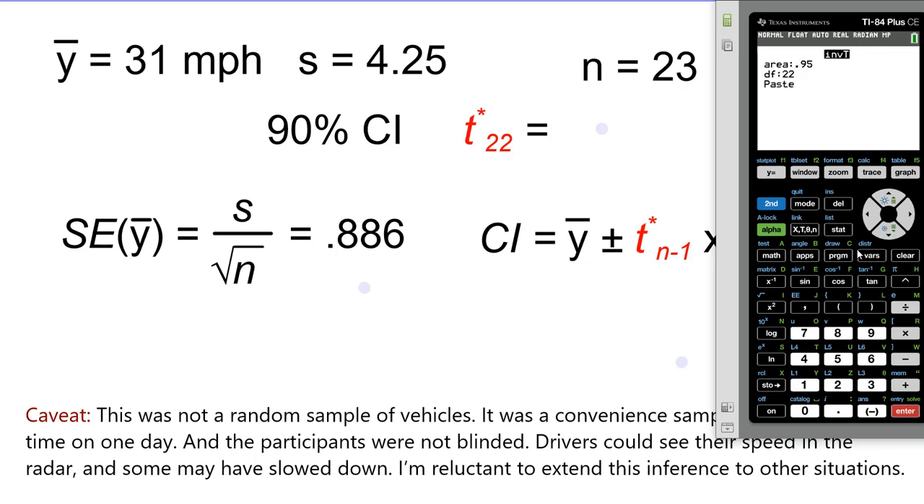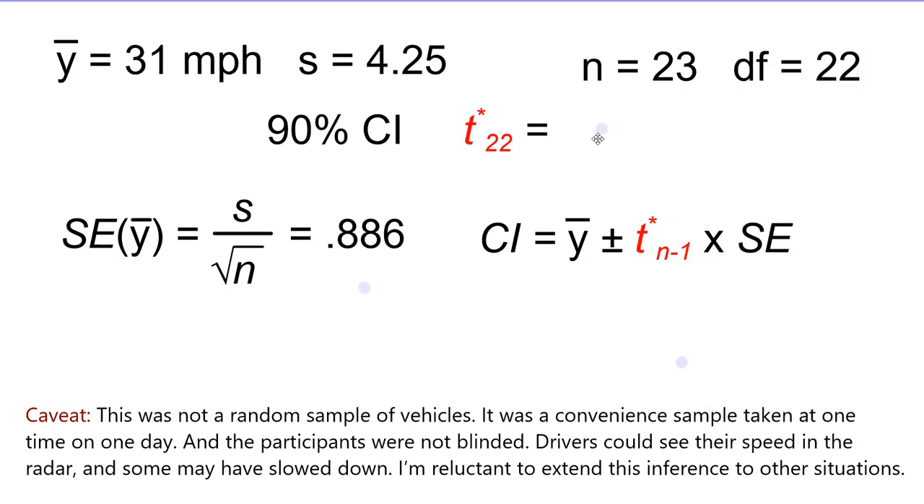We want 90% confidence, so that's going to be 5% on each tail. So we can either do 5% or 95%. That'll give us what we're looking for. Degrees of freedom are 22. And that gives us a critical value of 1.717 standard deviations that we have to go out for our margin of error. So we can put this in our calculator and it'll do all the work for us. Otherwise, we multiply that times the standard error and add and subtract it from our sample mean.